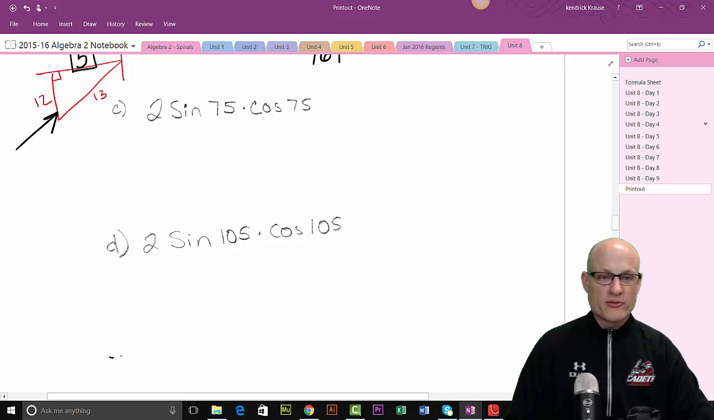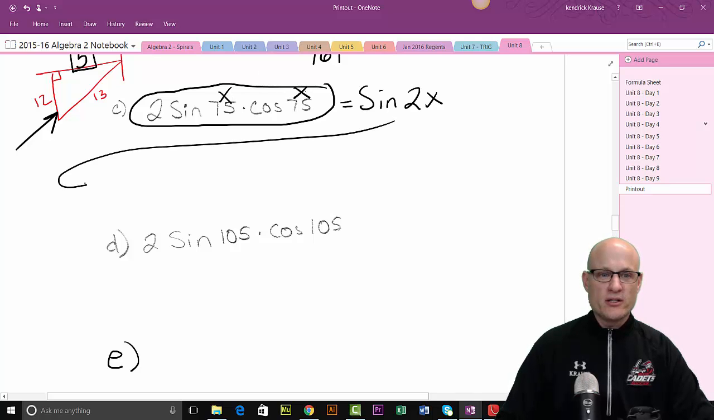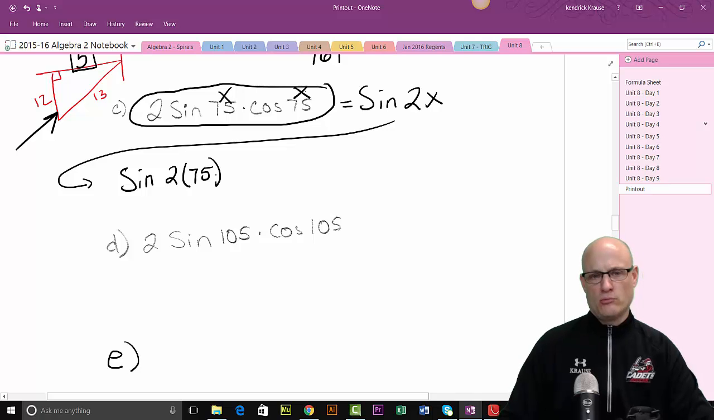I added a problem here, so I'm going to add e to this in a second. Doesn't this look like what we were just working with? Doesn't this look like the sine of 2x formula, where this is my x value? So this is really equal to sine of 2 times 75, because x is just 75. Well, what does that really mean? That really means that's the sine of 150.